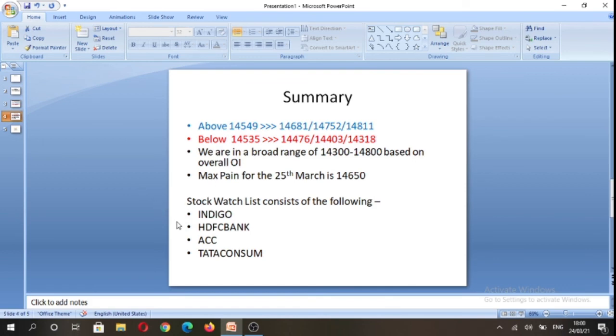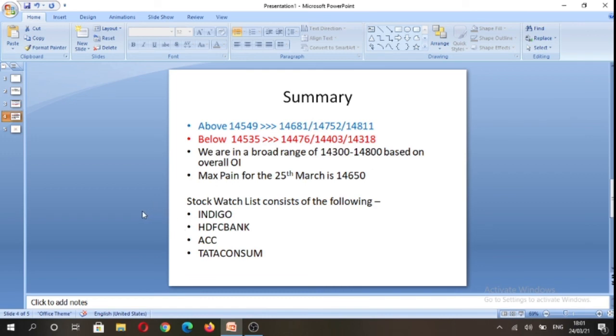So if market was to expire at 14,650 level, in that scenario, option writers are not going to suffer huge losses. Rather, it would be the option buyers who would be suffering large percentage of losses. As you all know, majority percentage of options expire worthless.